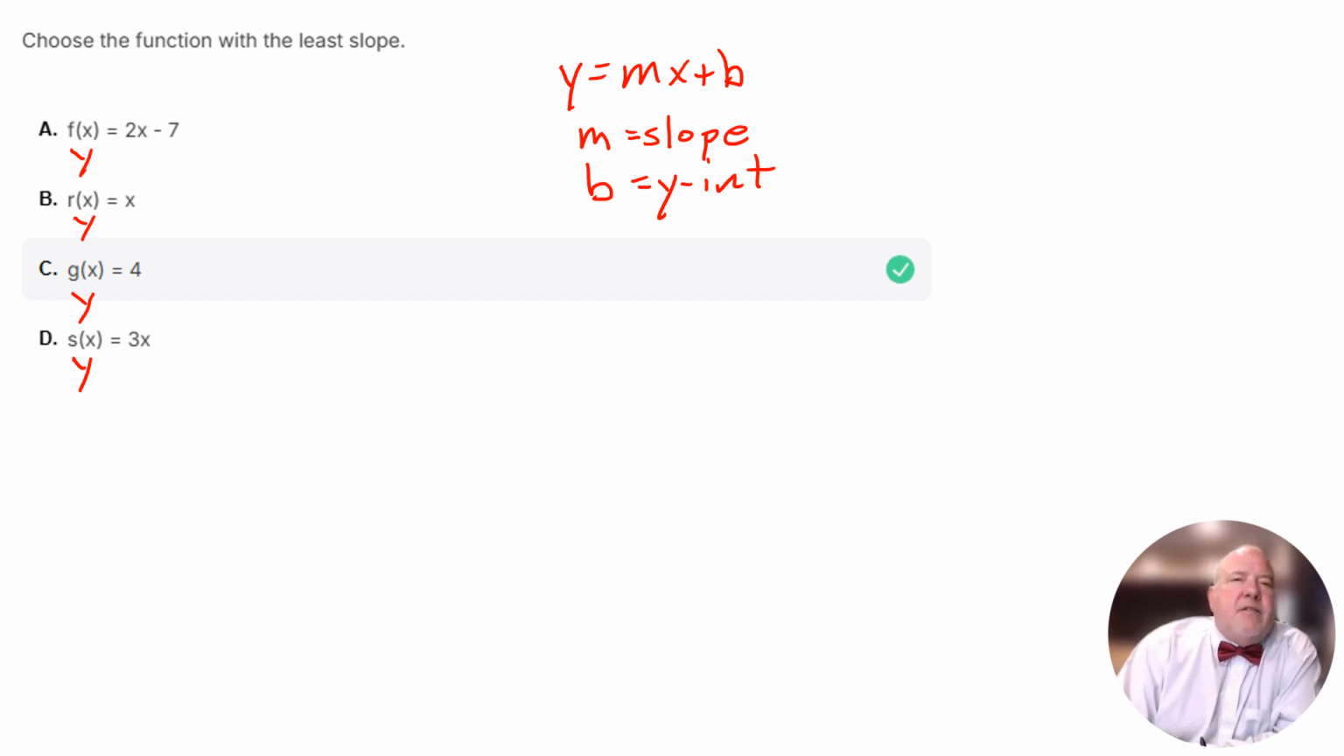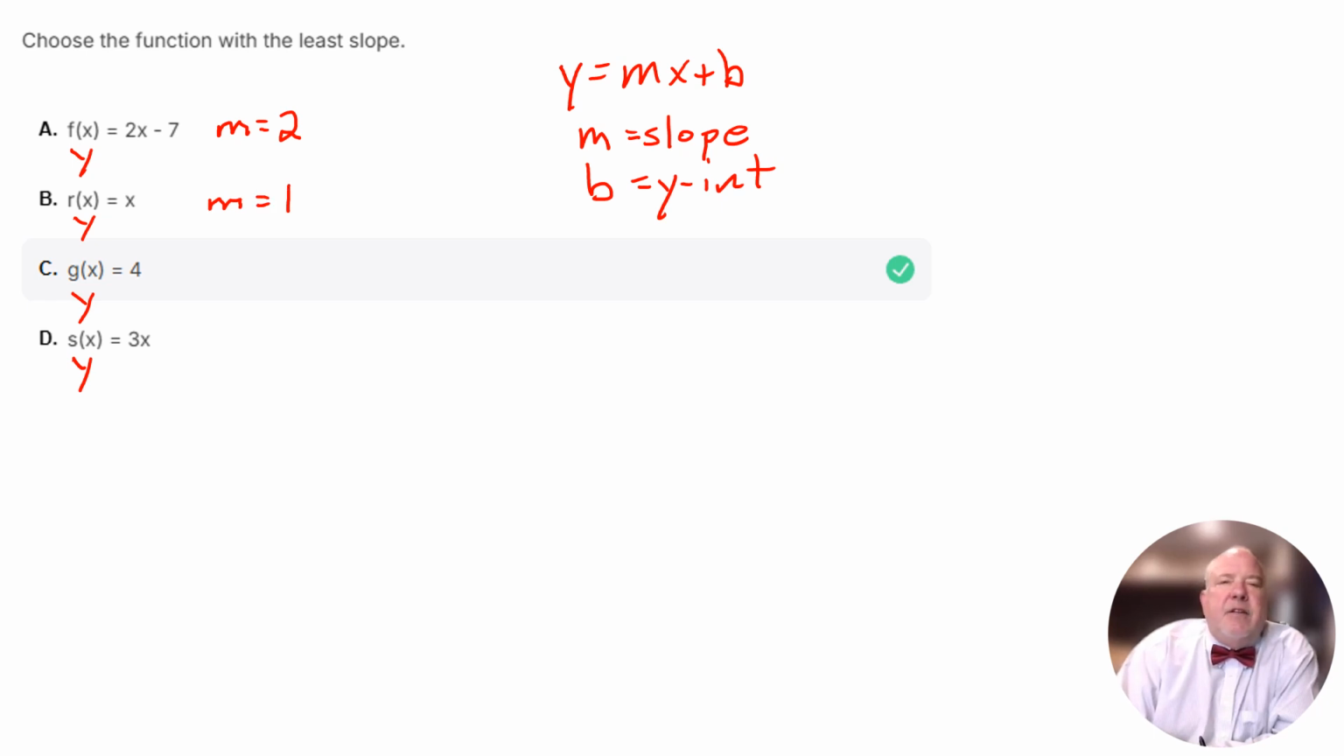So if I look at answer A, the coefficient of x is 2. So this one has a slope of 2. And we're looking for the one with the least slope. B, there is no coefficient on x, but when there isn't a coefficient, there's really a 1 there. So x is the same thing as 1x. So the slope on this one would be equal to 1.